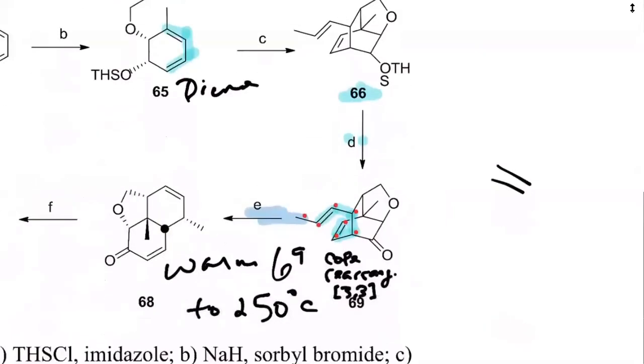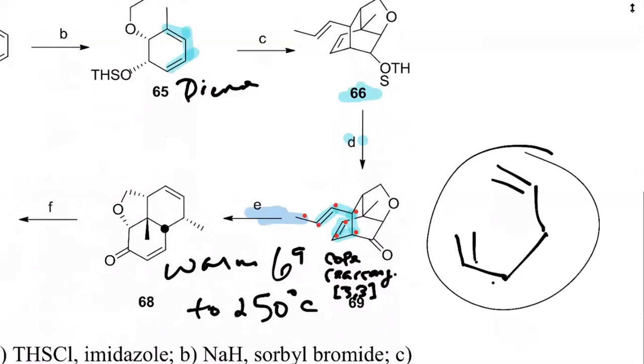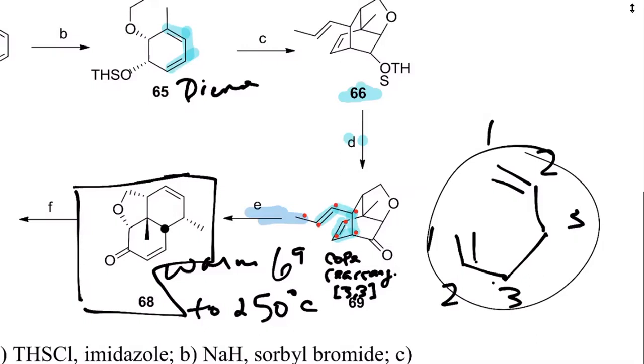Let me get back to that page. Sorry about that. Yeah, so the Cope rearrangement would happen on a substrate something like this, where it's still a 3,3 sigmatropic. So it's one, two, three, and then one, two, three, like that. And that Cope rearrangement is actually what led to this product right here, 68. Again, the Diels-Alder cyclization led us to this product, which then underwent an intramolecular Cope rearrangement to give you the product in 68.